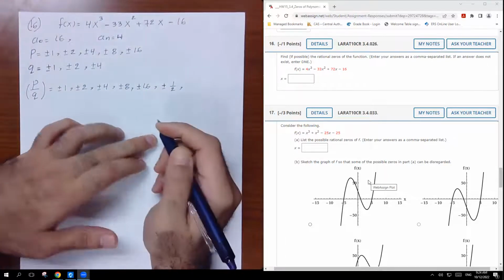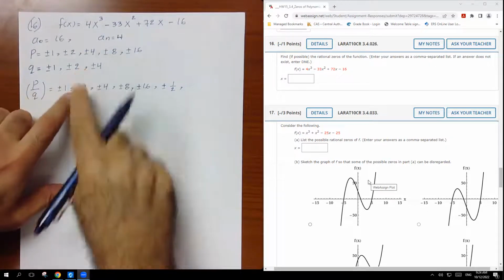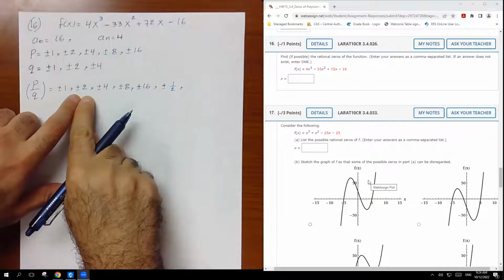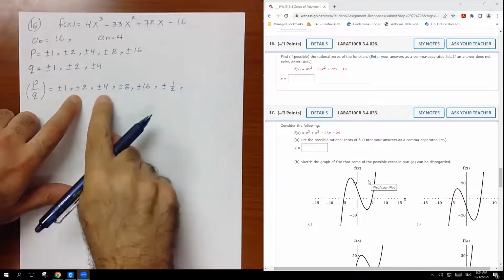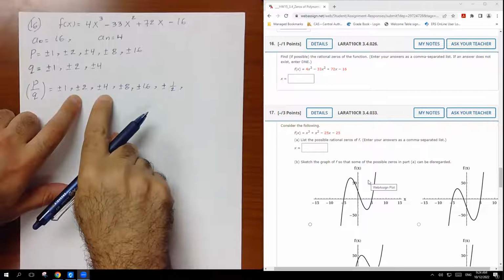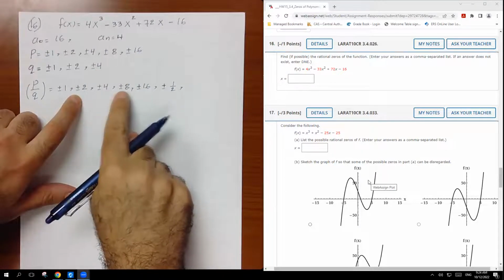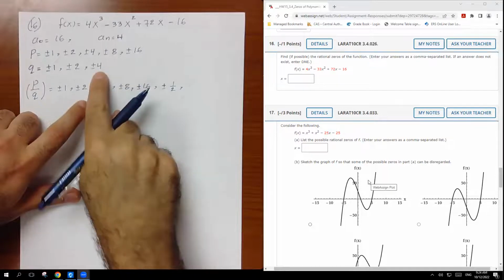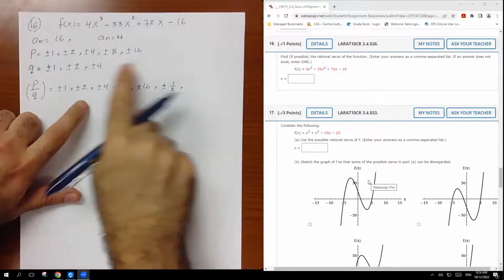So the next number is 4 divided by 2, which is going to be 2, which exists here. So I don't have to write this down again. 8 divided by 2 is going to be 4. I don't have to write this down either. 16 divided by 4 is going to be 4, which already exists here. So I'm done with the second number.